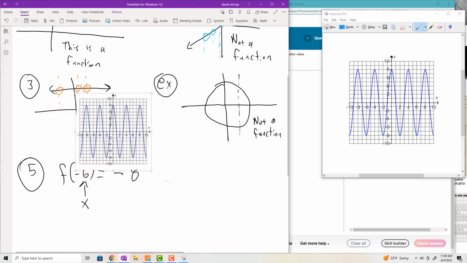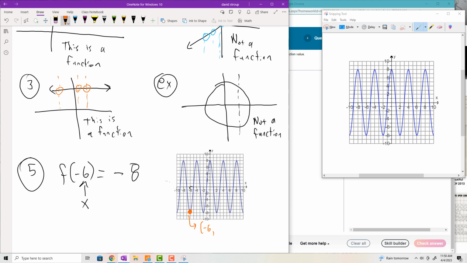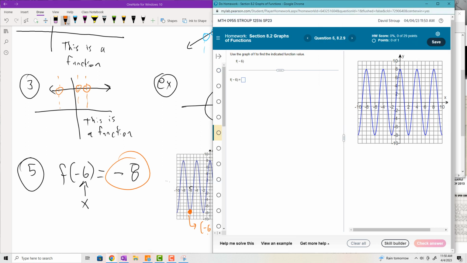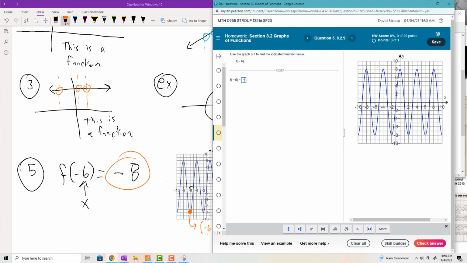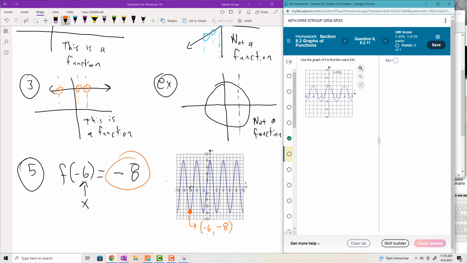And then, okay, great. So you go to -6, and then go down. It's this point right here, and you just find the coordinate for it. The coordinate is -6. The output is -8. Right. So there's our -8. That's why the answer is -8 here. Sorry, couldn't draw on the actual thing itself. Had to go through that crazy process.